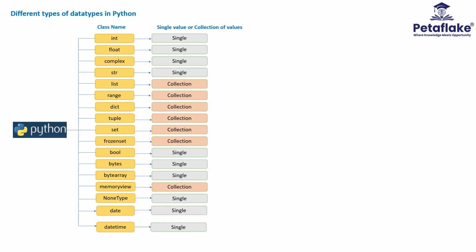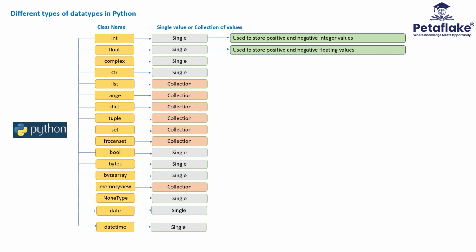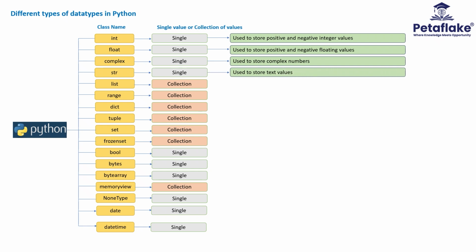Let's understand the purpose of each data type at the high level. Int data type is used to store positive and negative integer values. Float data type is used to store positive and negative floating values. Complex data type is used to store complex numbers. String data type is used to store text values.